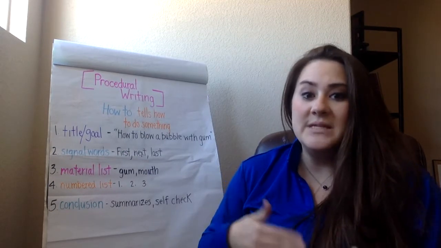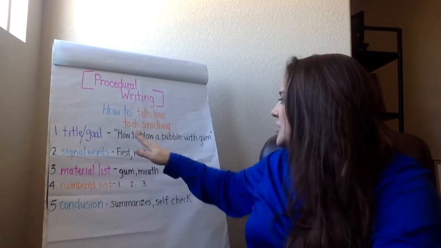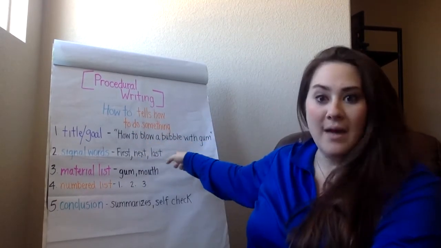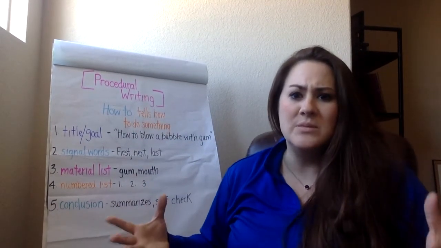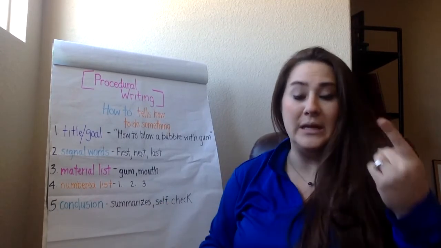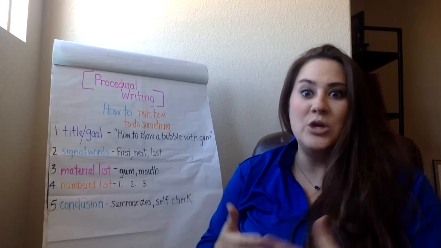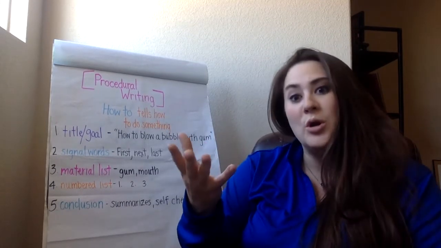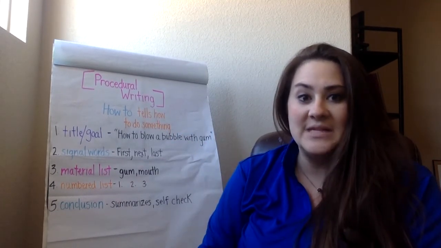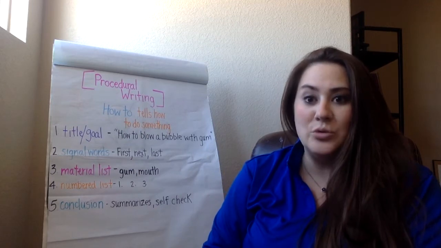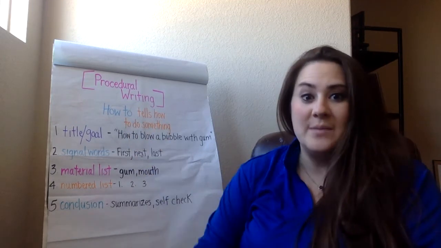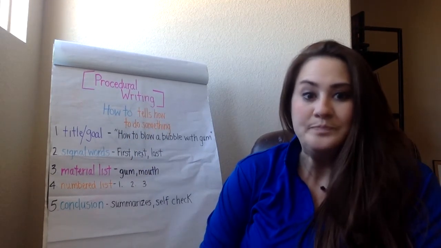You are going to have a material list. If I am teaching you how to blow a bubble with gum, what do you think some of the materials are that we would need? Well, we would need gum. You would need your mouth. You're going to have to list everything you would need so your audience will know what they have to gather when they attempt to follow your steps and do your how to.